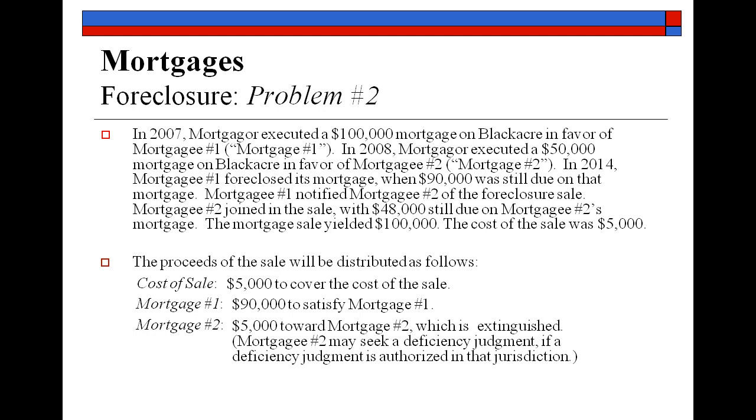Now, that leaves mortgagee number two short a significant amount of money, and mortgagee number two may seek a deficiency judgment if a deficiency judgment is authorized in that jurisdiction. Of course, we've run out of funds, so nothing is paid to mortgagor.